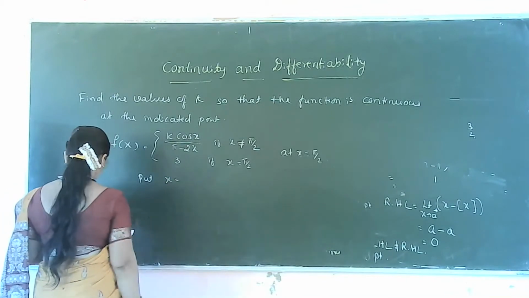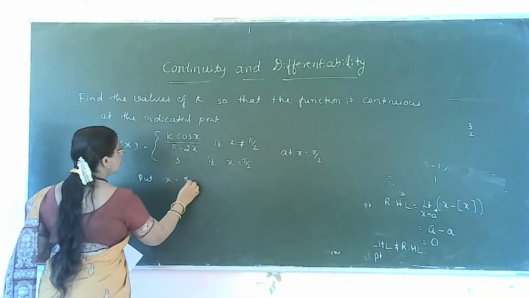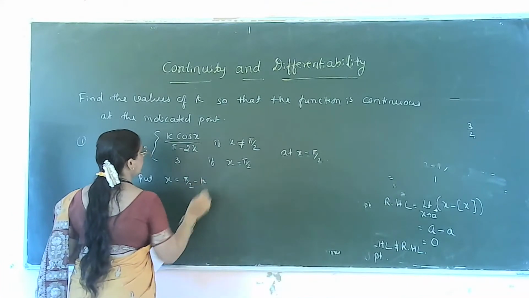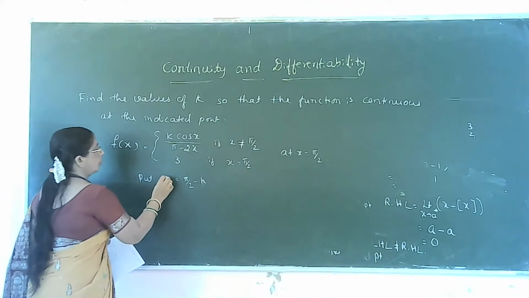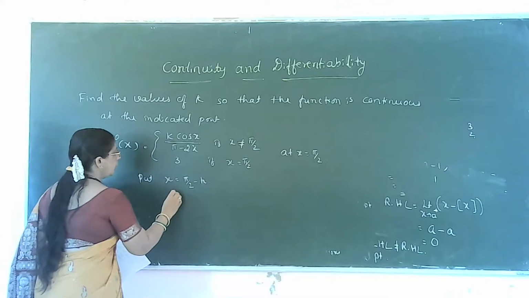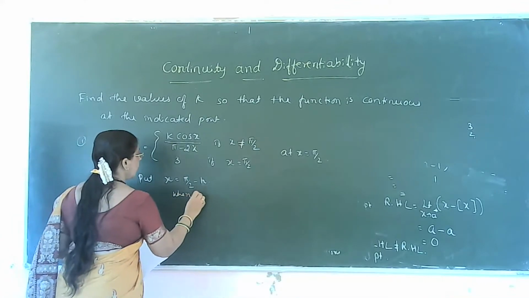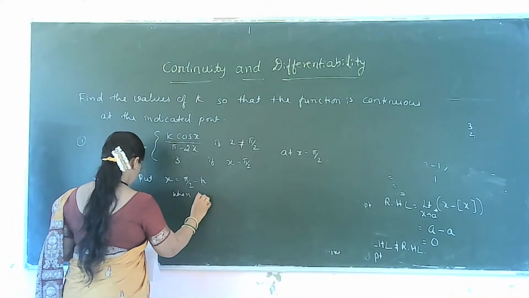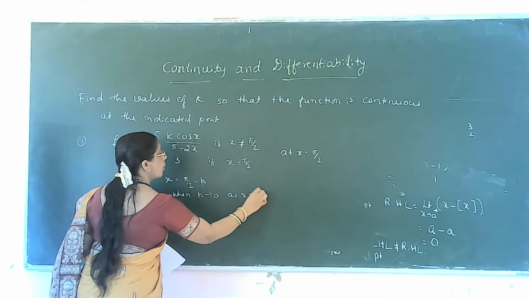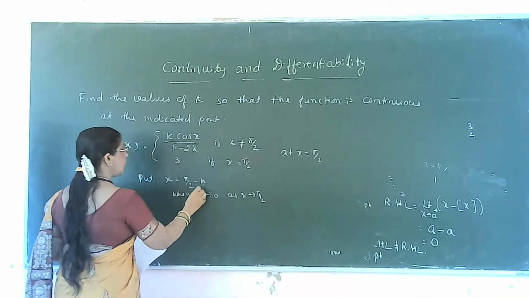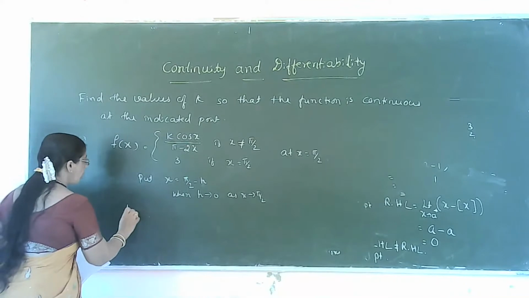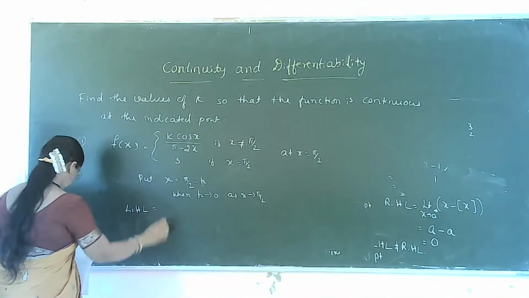X equal to 5 by 2 minus h or t. X equal to 5 by 2 minus h. When h tends to 0, x tends to 5 by 2. We find the LHL limit.